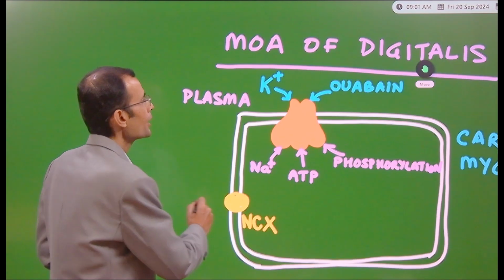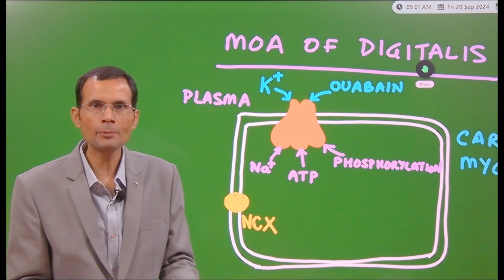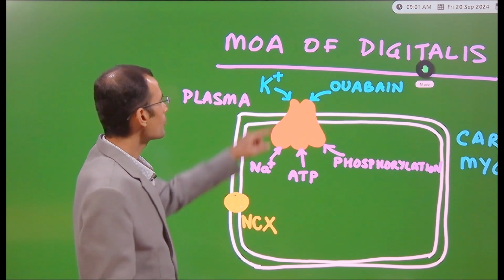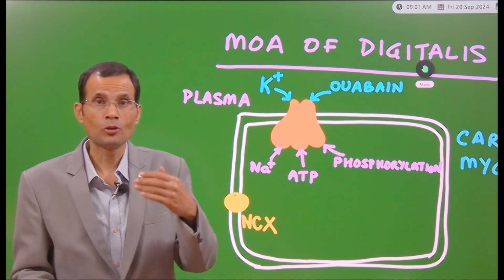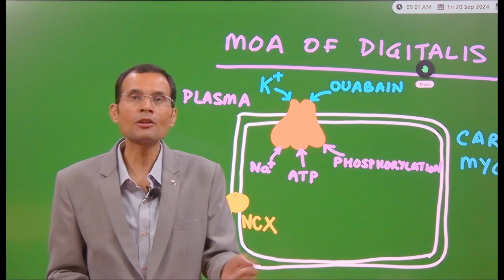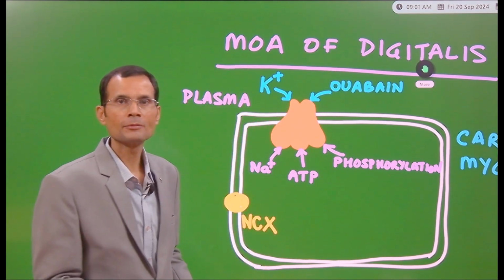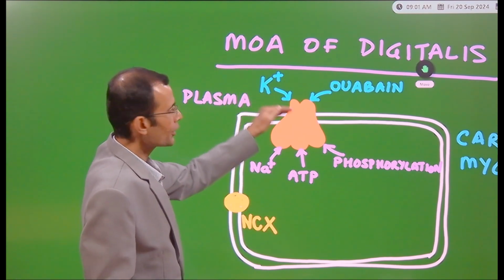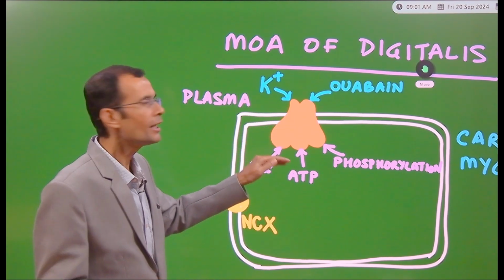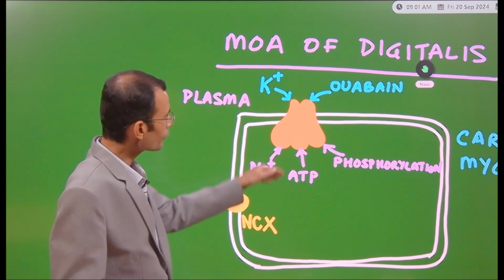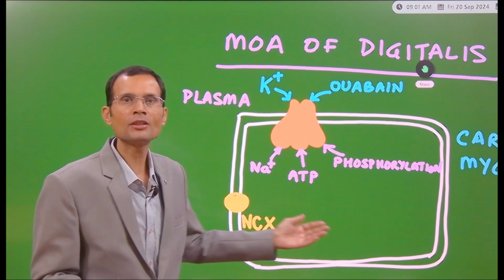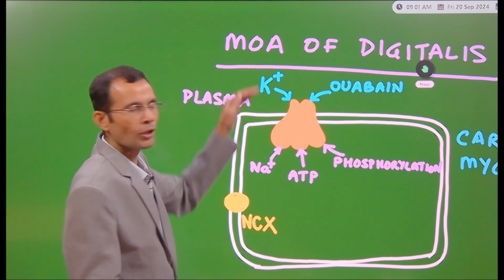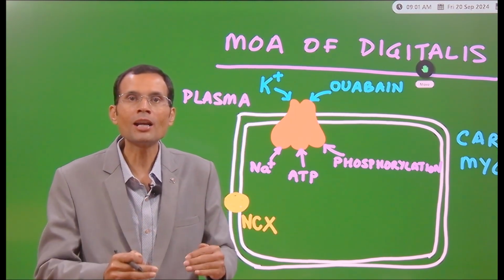Point is that it binds to the pump, it inhibits the activity of the pump. Since it inhibits the activity of the pump and also digitalis interferes with potassium binding on the pump, which means what? Which means potassium cannot bind with the pump normally, and potassium cannot be brought from outside to inside of the cell, which means that potassium concentration in the plasma will rise.